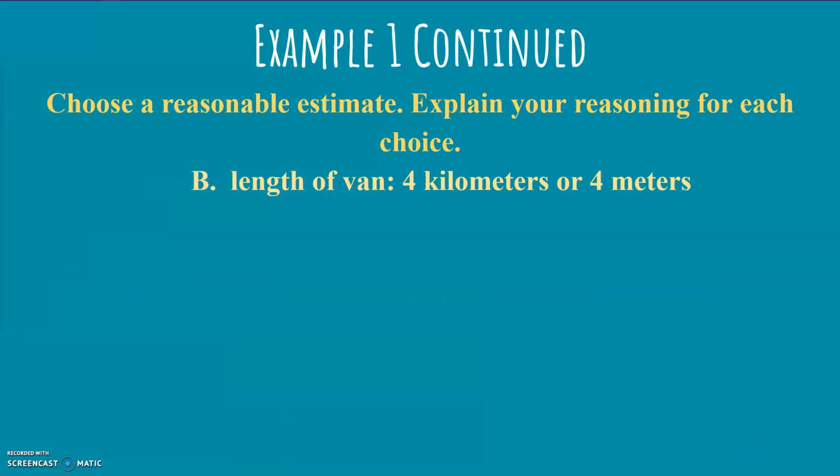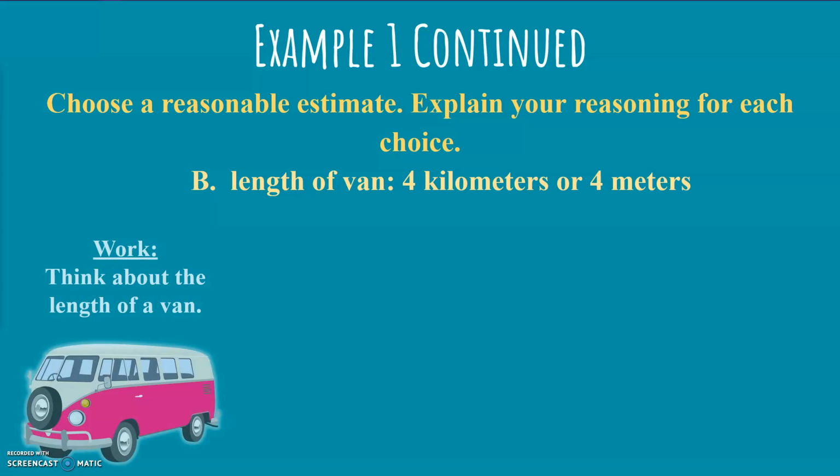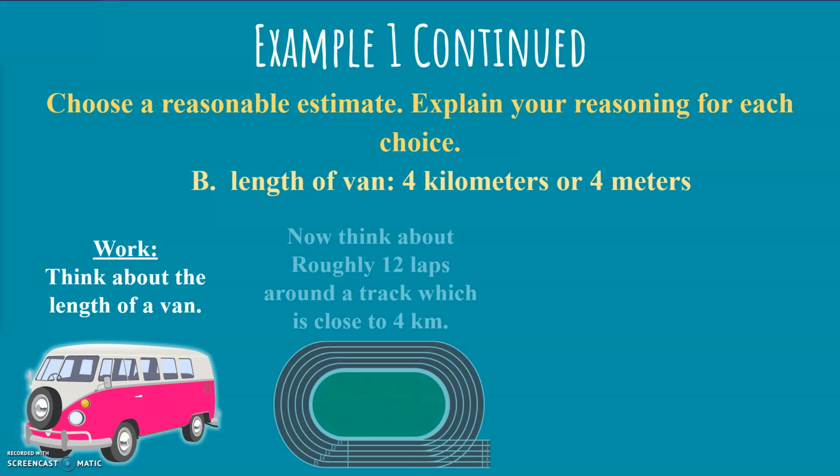Part B, the length of a van, 4 kilometers or 4 meters. All right, well, think about a van. We've all seen vans before. Now think about a running track. Roughly 12 laps around a track is close to 4 kilometers. We know a kilometer is 1,000 meters because of the prefix kilo. Kilo meaning 1,000, meters meaning meters.